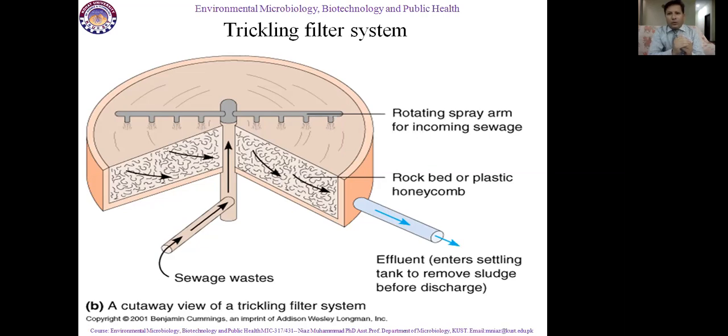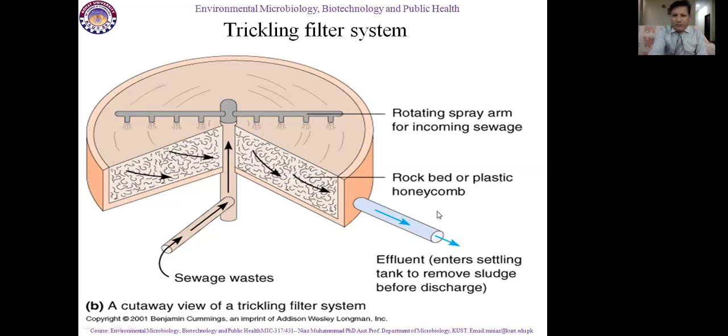all types of microbes, all types of fungi, all types of protozoa, and sometimes including viruses. Bacteriophages will kill the viruses also. So all materials will be fixed on the surface of the sand and decomposed by the microbial communities which have developed and adhered on the surface of the sand, and pure water will go over here and come out as effluent, entering the settling tank to remove sludge before discharge.